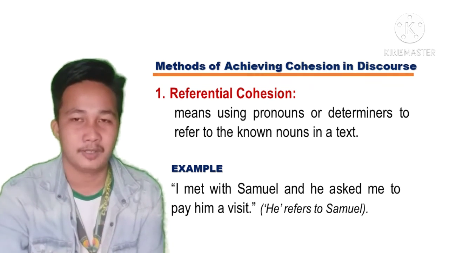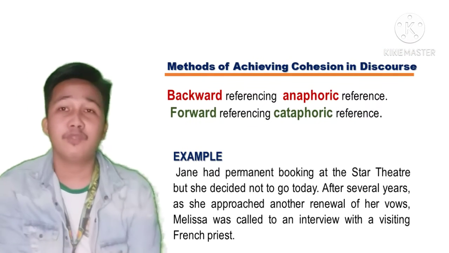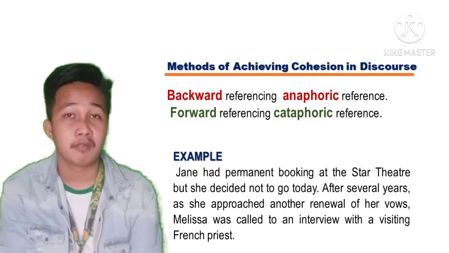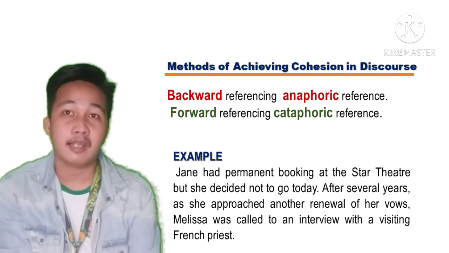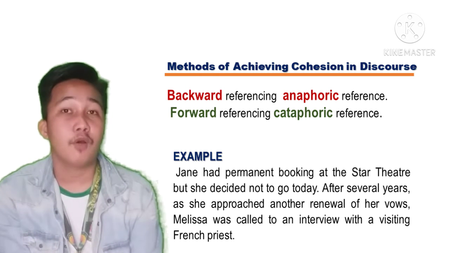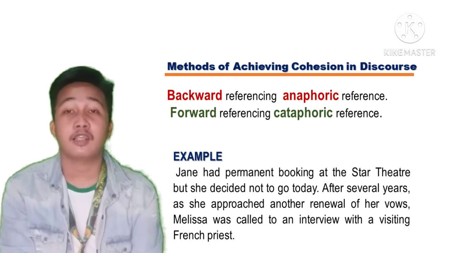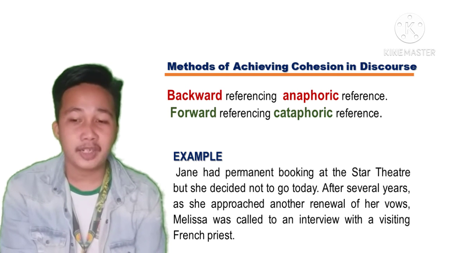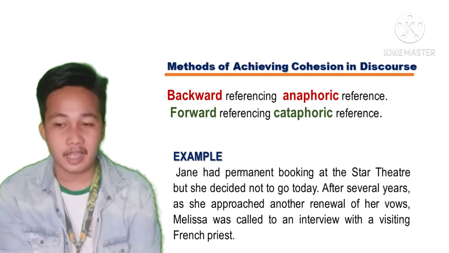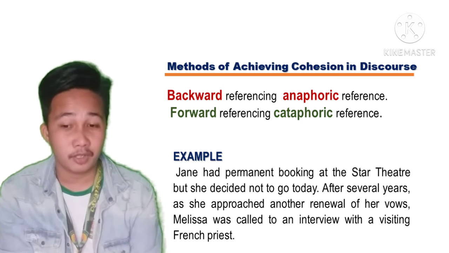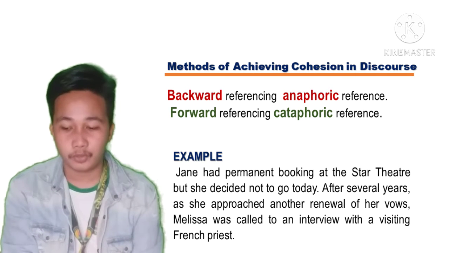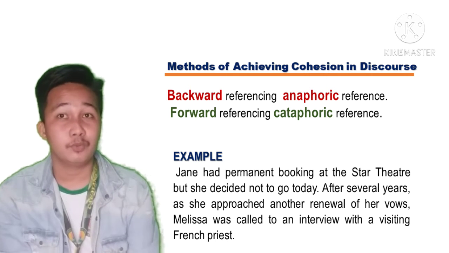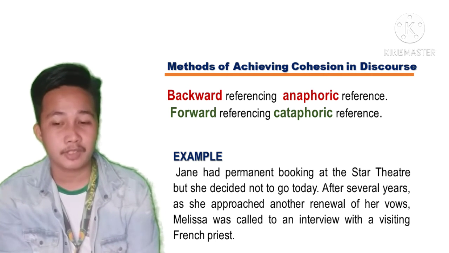We have two kinds of referencing, backward and forward referencing. Backward referencing is anaphoric reference and forward referencing is cataphoric reference. We have an example here. Jane had permanent booking at the Star Theater, but she decided not to go today. So she refers anaphorically to Jane. So this is backward reference.